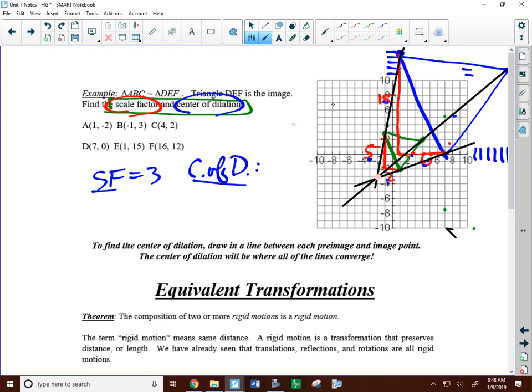So, just if you want to make a note there, here I put it. To find the center of dilation, draw a line between each pre-image and image point. The center of dilation will be where all the lines converge. Okay, so that is -2, -3. I like that one.